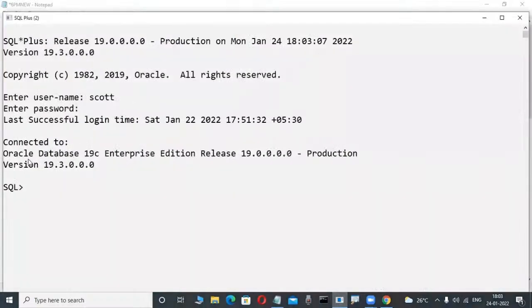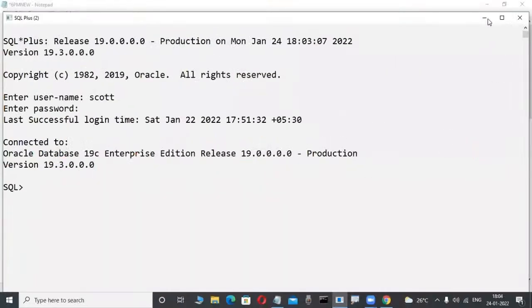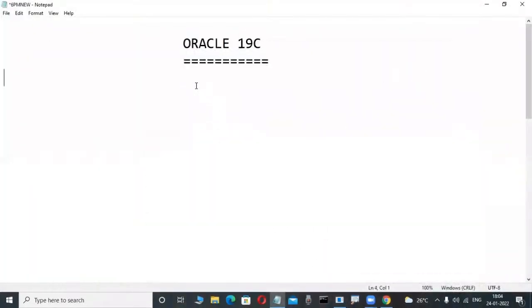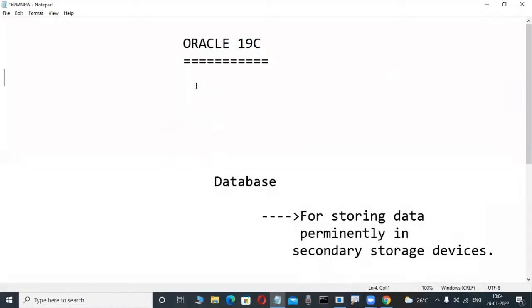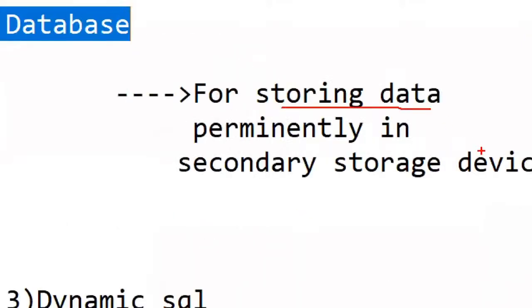Oracle is a product from Oracle Corporation. What type of product is that? A database product. What is the purpose of database products? Either Oracle, SQL Server or DB2, so many products are there. The purpose is storing data permanently on hard disk, in secondary storage devices, but not only permanently storing the data, also efficient retrieval of the data.